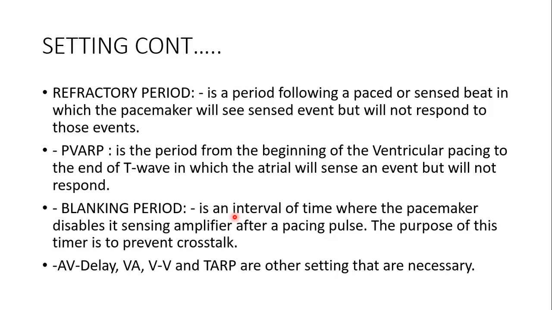So there are other timers that can be set. The AV delay, more especially when we are tracking an atrial or a P wave. So we can set the AV delay mode or the VA mode, that's the ventricular atrial timer, and the VV, the ventricular timer, which is the same thing as the base rate. And then the total atrial refractory period, which is usually the post-ventricular atrial refractory period plus the AV delay. That will give you the total atrial refractory time. And there are other settings that may be necessary depending on the type of pacemaker and what you are trying to achieve.